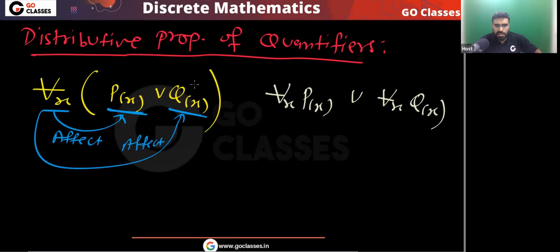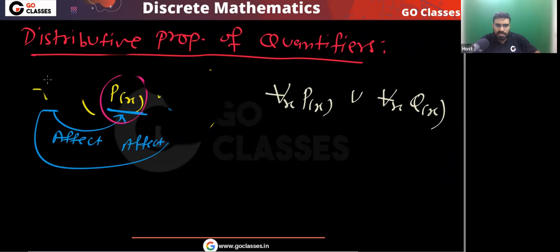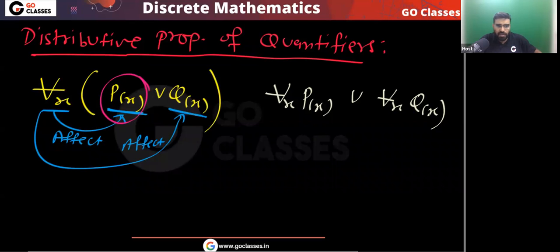If you notice, just look at the P(x) only. Don't look at the universal quantifier. Now you tell me, does it depend on x? Yes, it depends on x. In this P(x), x is the free variable. Agree? That is the reason the universal quantifier with variable x will affect it.